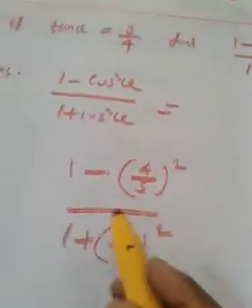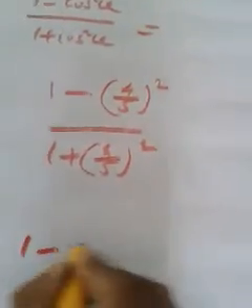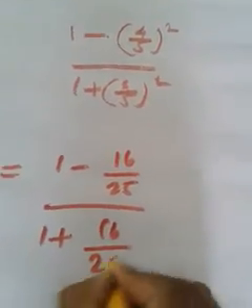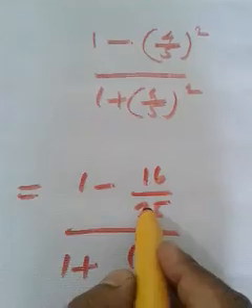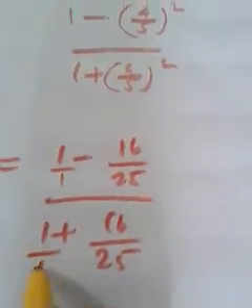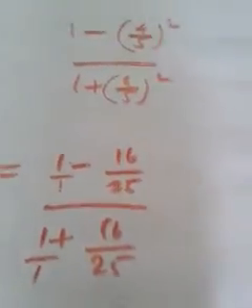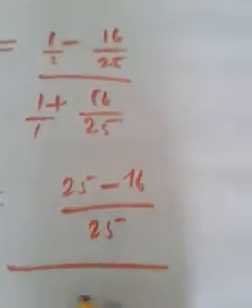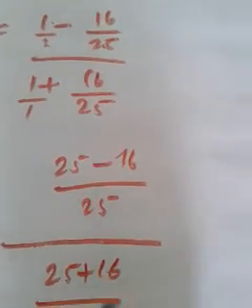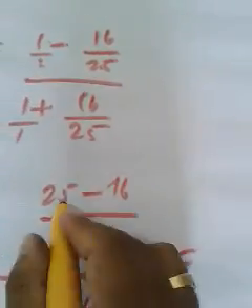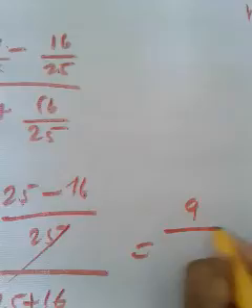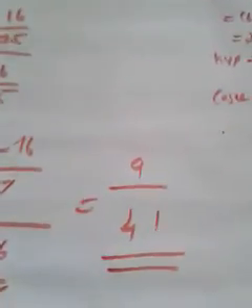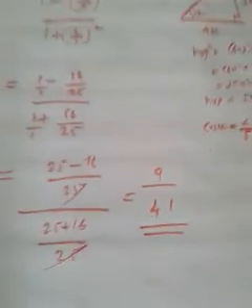Okay, so substitute here. It becomes 1 minus 16 by 25 divided by 1 plus 16 by 25. When you cross multiply, you can give denominator 1 and cross multiply. So 1 into 25 is 25 minus 1 into 16 is 16 divided by 1 into 25 is 25. Denominator similarly 25 plus 16 divided by 25. Both will get cancelled. What is 25 minus 16? I think it is 9. What is 25 plus 16? 41. Answer is 9 by 41. Have I understood? The answer is 9 by 41.